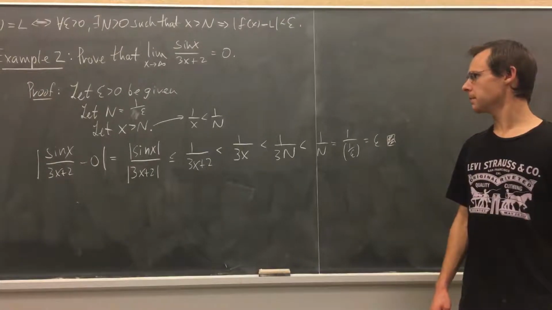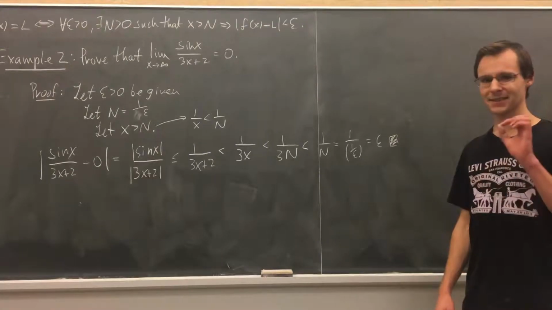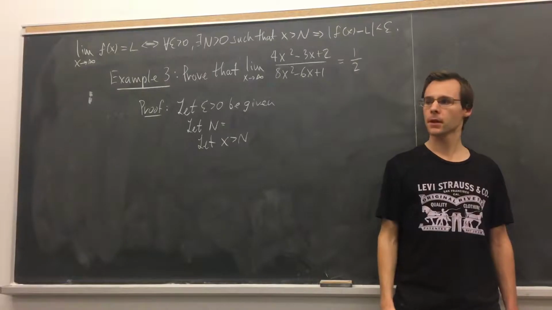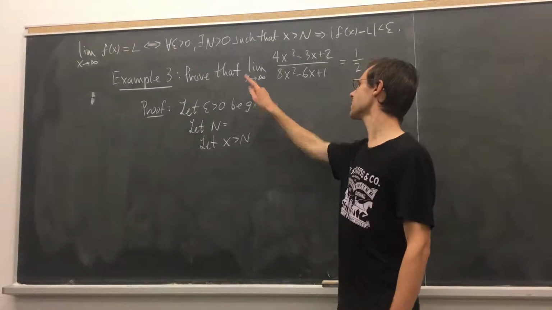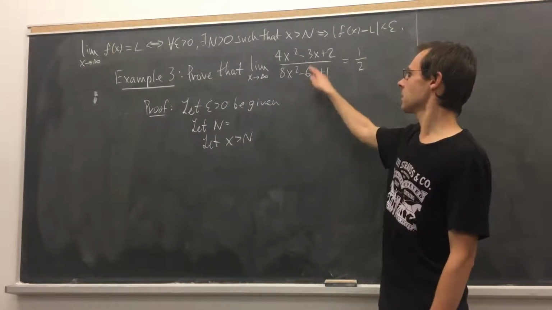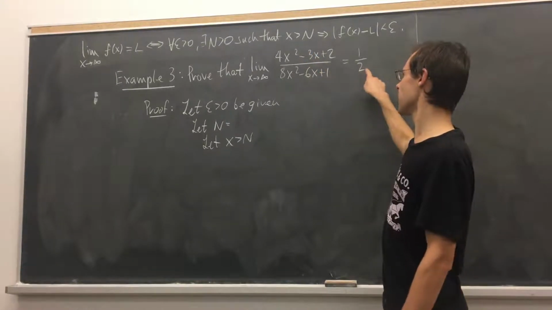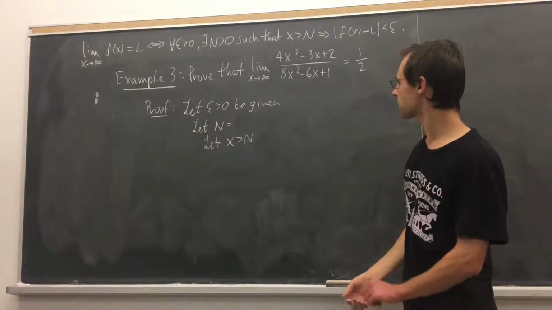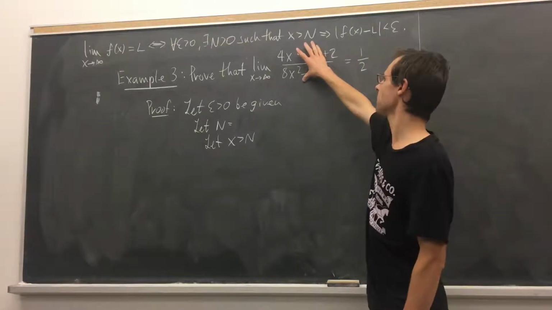So that's that example. Let's do something just a little bit more tricky. All right, example 3. We're going to prove that the limit as x approaches infinity of this rational function equals a half. First of all, how did I know that that limit equals a half? Well, let's take a look at what we have here.